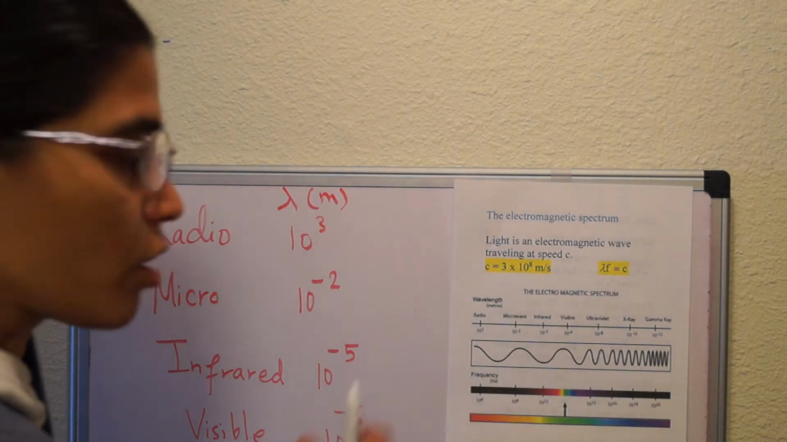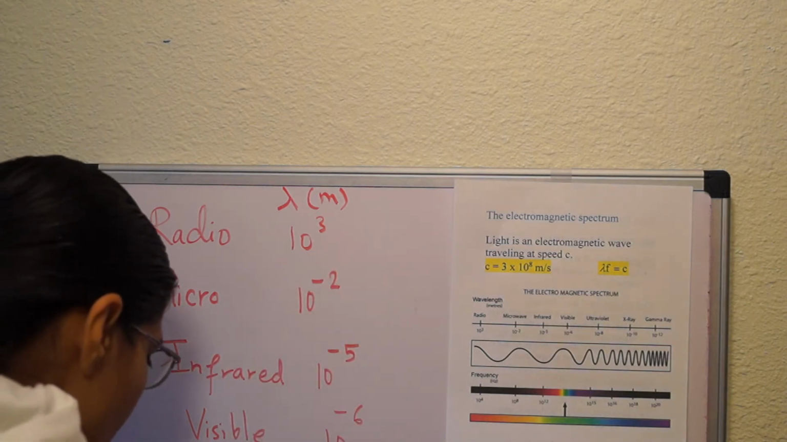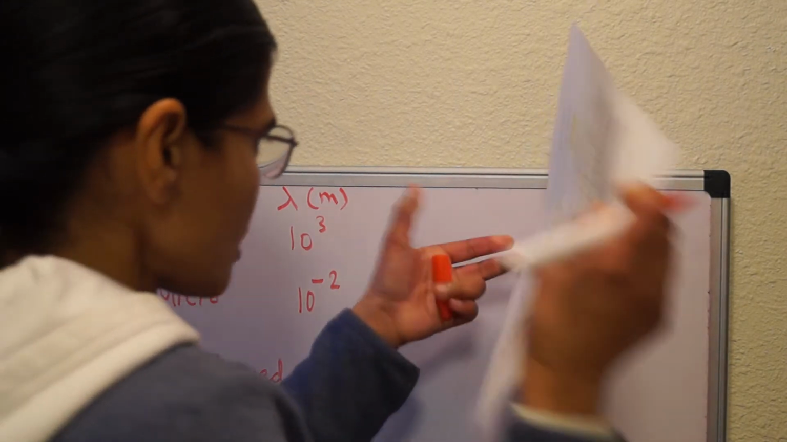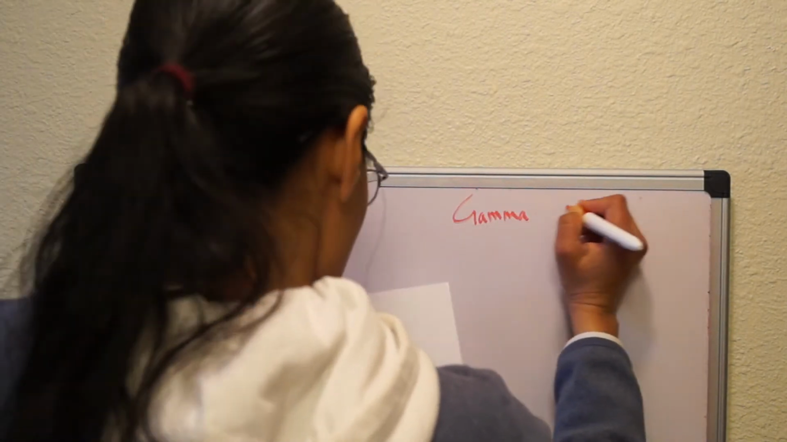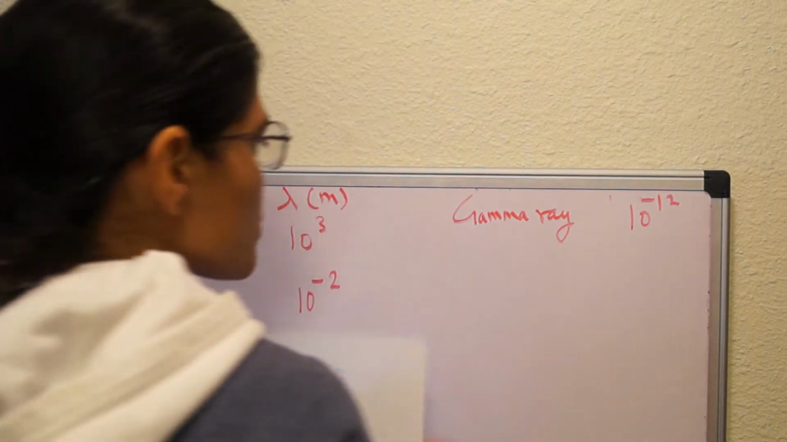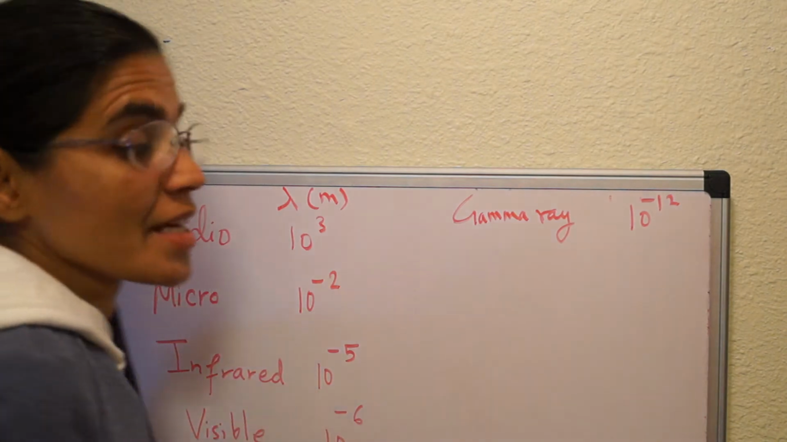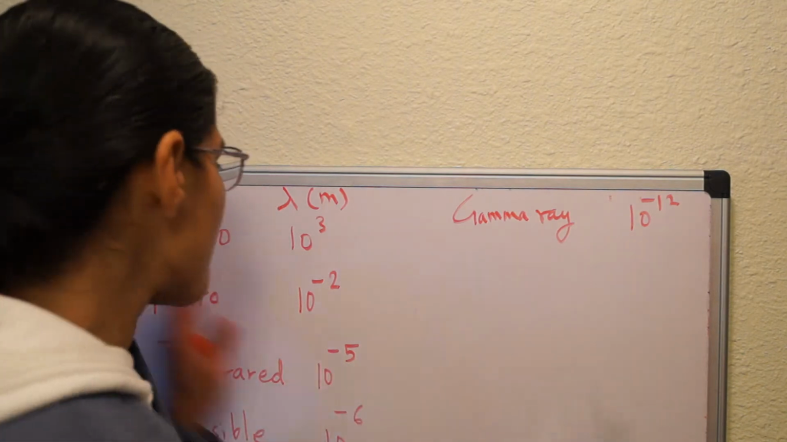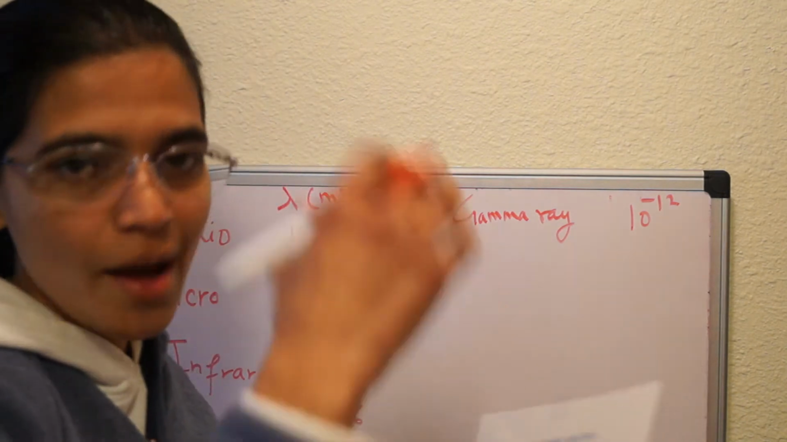So getting really smaller, right? The wavelength is getting very, very small. And then comes the gamma ray, about 10 to the power minus 12 meters. So you see that gamma ray has the lowest wavelength, and radio wave has the highest wavelength. Any electromagnetic wave lies between these two, from radio wave, the longest, to the gamma ray.